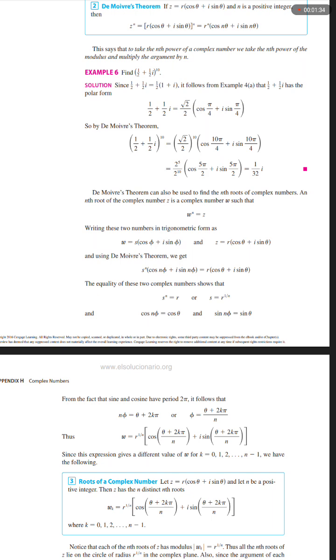32i. De Moivre's theorem can also be used to find the nth roots of complex numbers. An nth root of the complex number z is a complex number w such that w^n equals z.